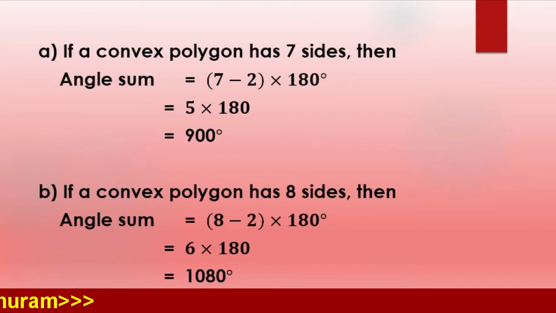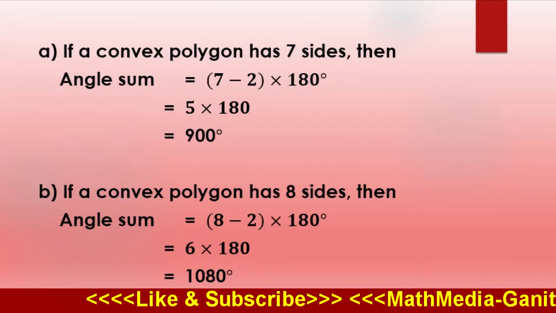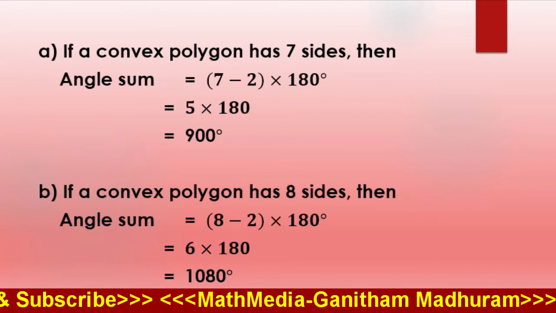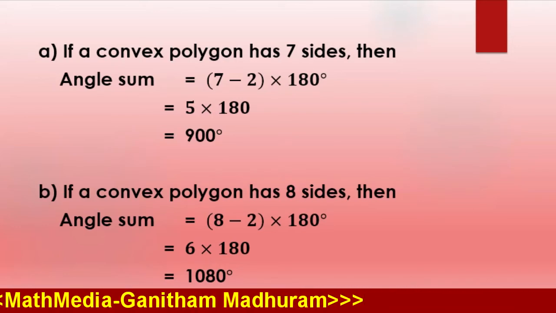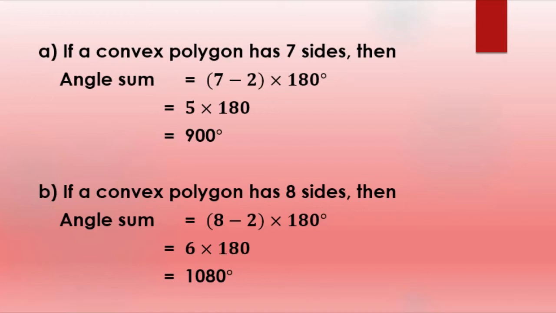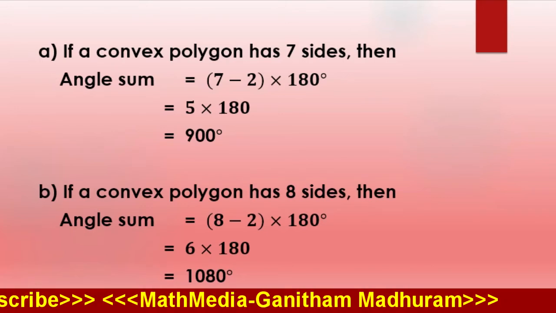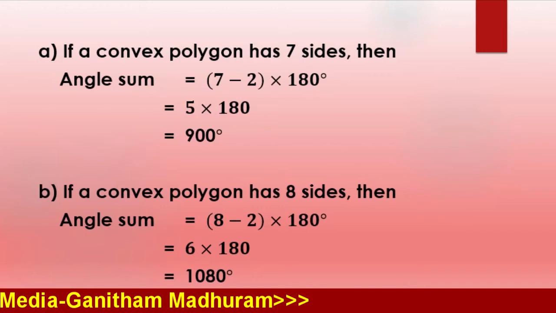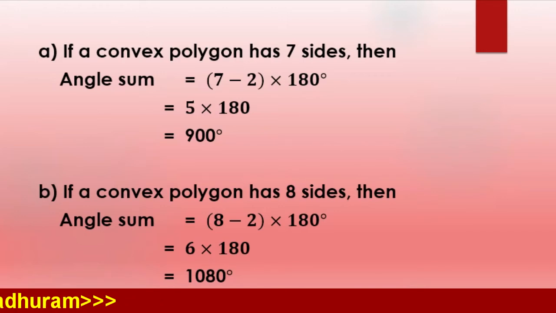And next C, a convex polygon with 10 sides. Hence the sum of angles equals (10 minus 2) into 180 degrees, that is 8 into 180 degrees equals 1440 degrees. And the last one, if a convex polygon has n sides, then the sum of angles equals (n minus 2) into 180 degrees.